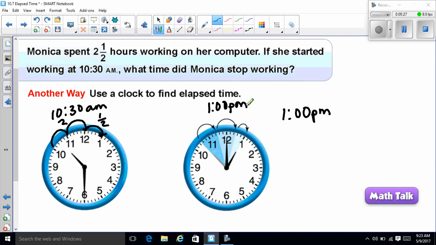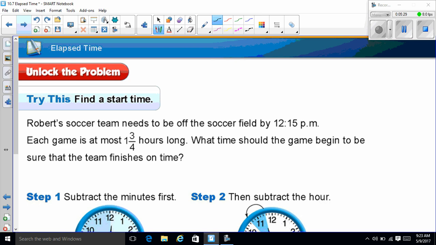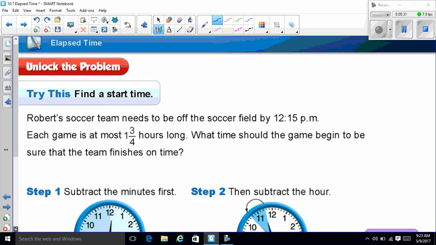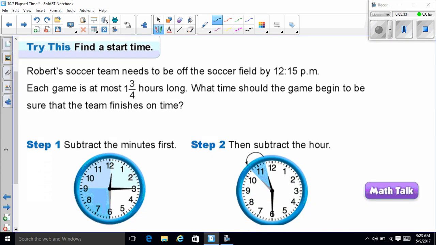Let's go ahead and take a look at another problem. In this problem, Robert's soccer team needs to be off the soccer field by 12:15 p.m. Each game is at most 1 3/4 hours long. What time should the game begin? So this tells me I want to work backwards since I have to find the beginning.